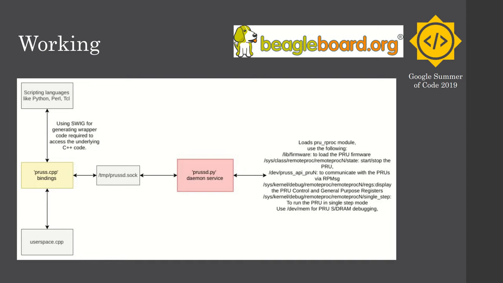The requests are sent to the daemon over a Unix domain socket called pressd.soc in the tmp directory. The return value is also sent back to the user via the same socket.